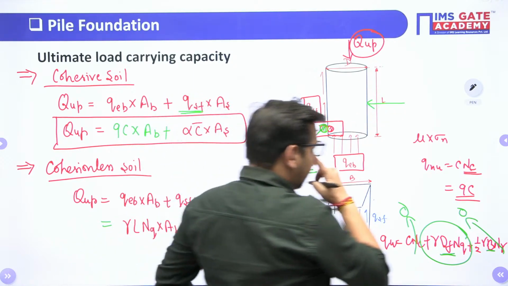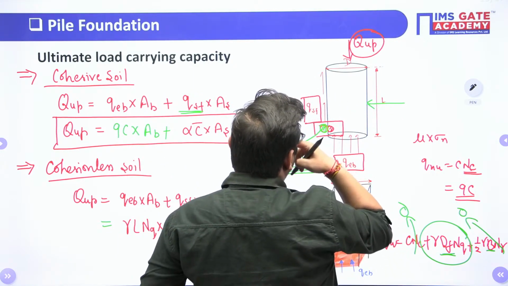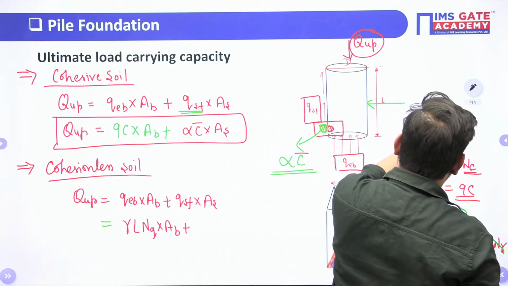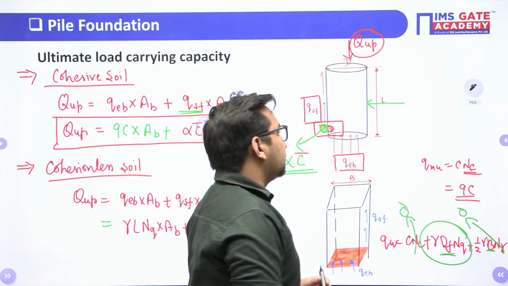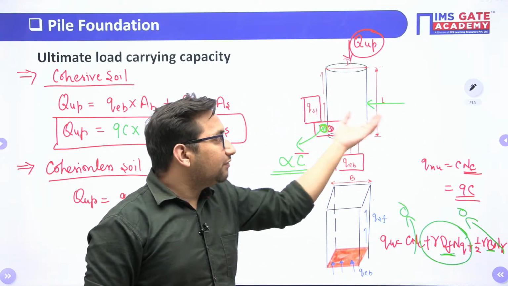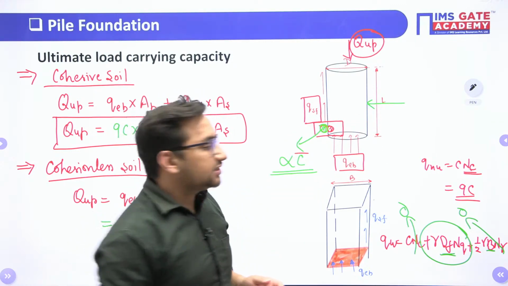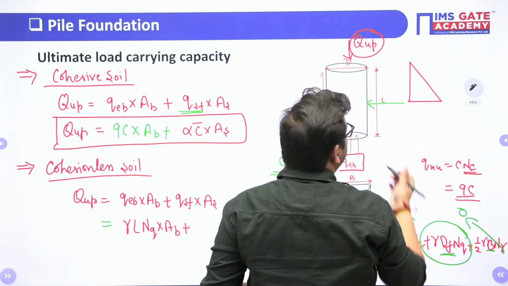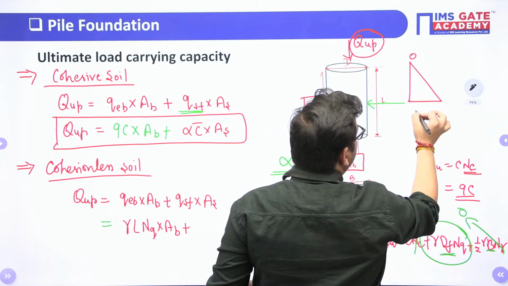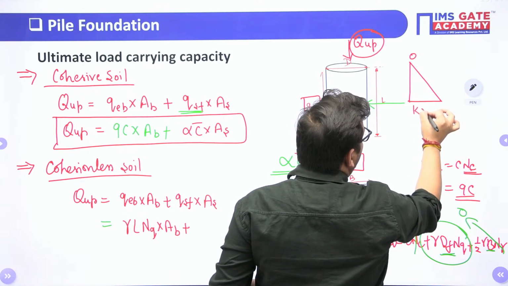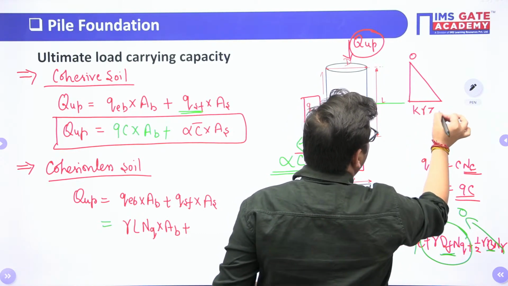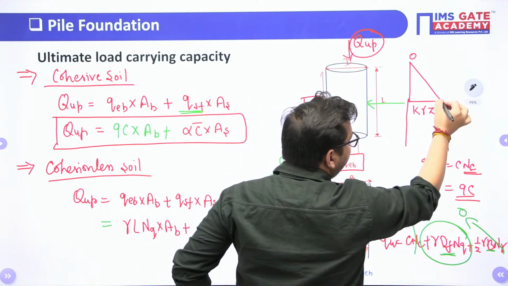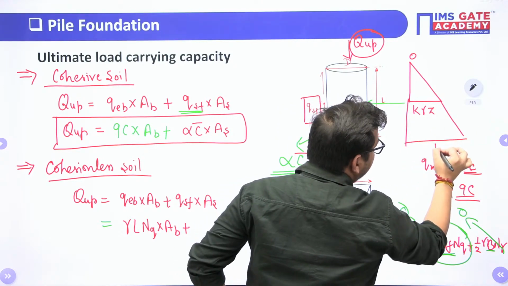Now try to understand. This will be the normal force. Now how to calculate this normal force? We know that this particular force value will be equal to the earth pressure force. If I assume at this particular point it will be 0 here, the pressure value will be K into gamma into Z, or if I calculate it for the complete soil, it will be K into gamma into L.